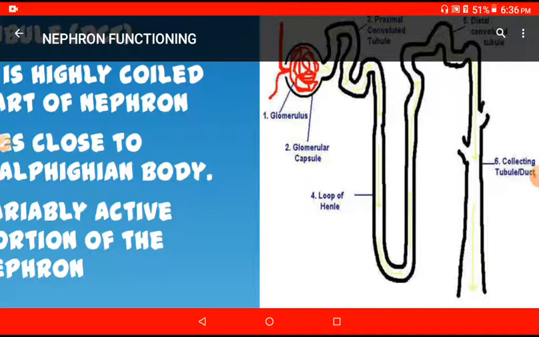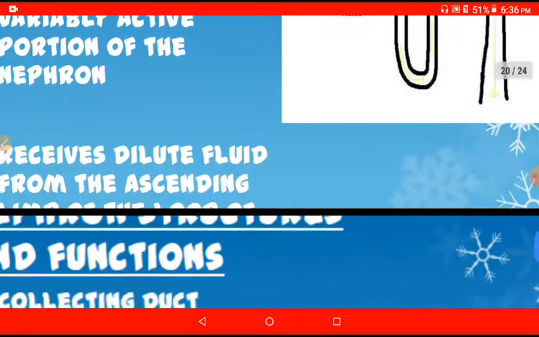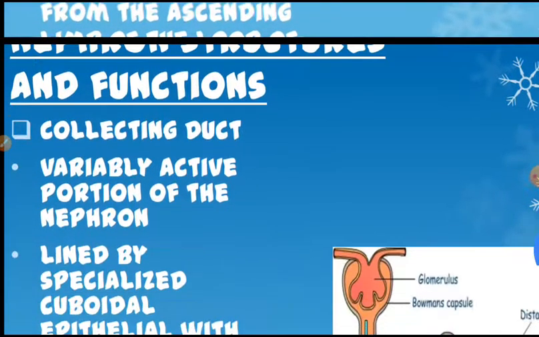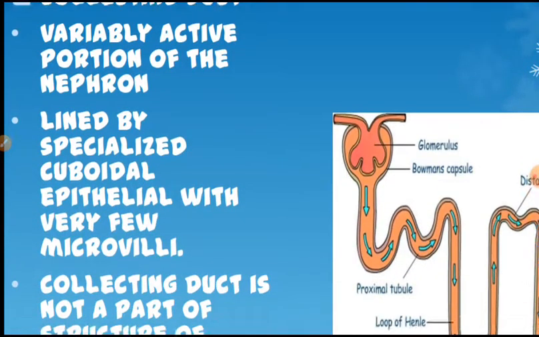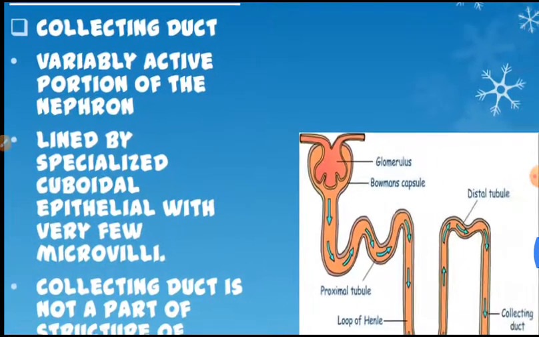From one nephron, one collecting tubule arises, and collecting tubules from different nephrons combine to form the duct of Bellini, which opens at the apex of the renal pyramid. So these collecting tubules collectively form the duct of Bellini, and it opens into a renal pyramid. I think you remember the renal pyramid from your lower classes.